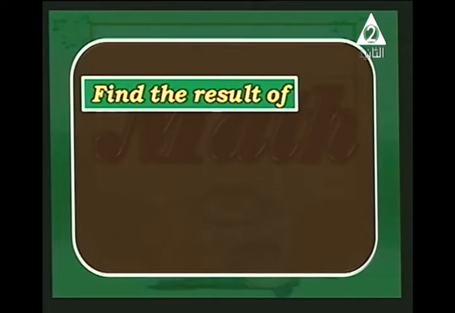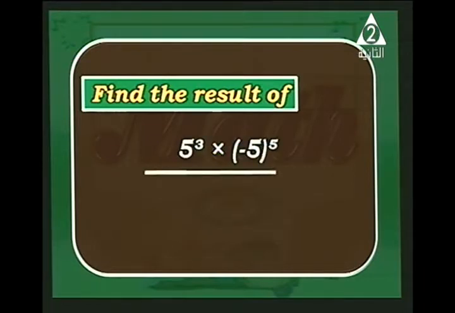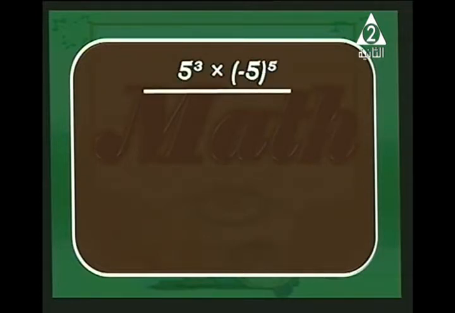Another example, find the result of 5 to the power of 3 times -5 to the power of 5 over -5 to the power of 6. At the very beginning, when you have such an example, you are going to notice that if you have a negative base, look at the power. If it is an odd number, the result will be negative. If it is an even number, the result will be positive.